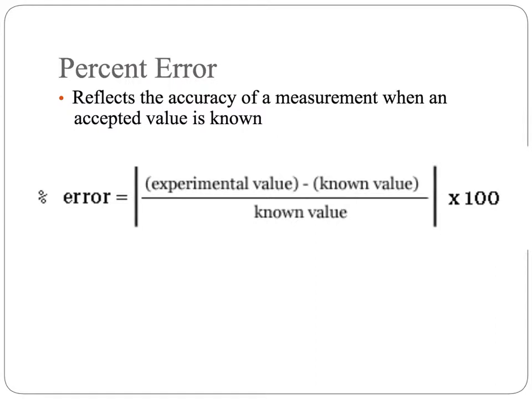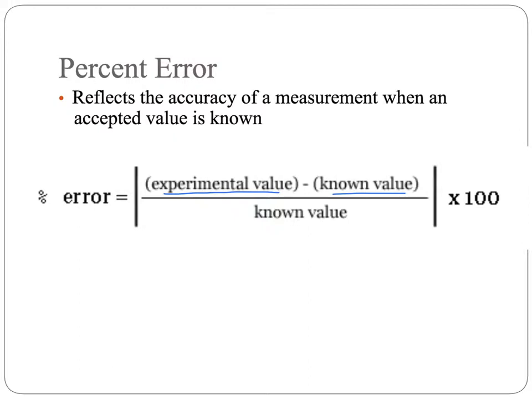The book does not discuss percent error, but we do these calculations in lab, so I wanted to include it. Percent error reflects how accurate the measurement is when you have a known value or an accepted value. And so you're comparing your experimental value, or sometimes you see this written as measured value, with the known value or the accepted value or the true value.